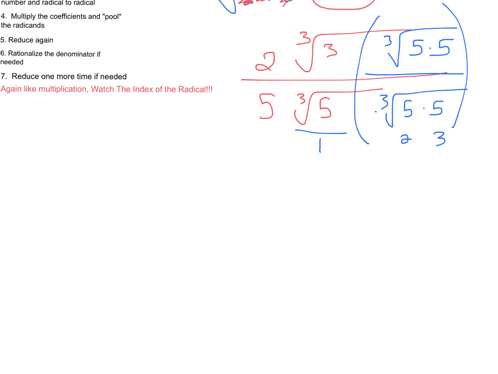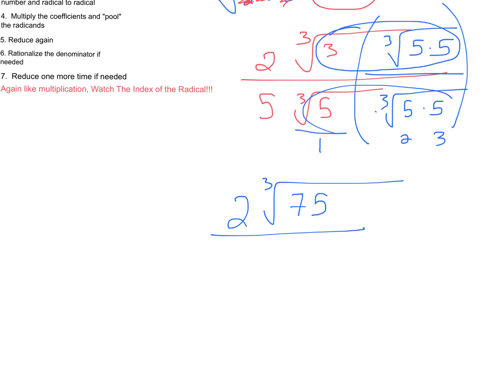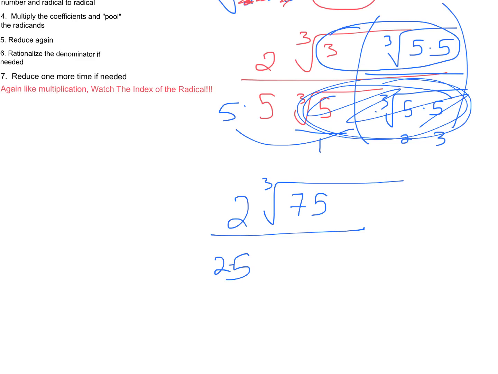Alright, so let's do this up. 2 cube root, now 3 times 5 times 5 is 75, over, now this creates a perfect grouping, kicks out as a 5. So 5 times 5 is 25. Oops, a little dash in there. Let me get rid of that. There we go. So again, then see if we can reduce one more time, but we can't, so there it is.